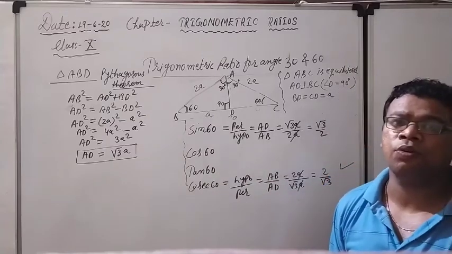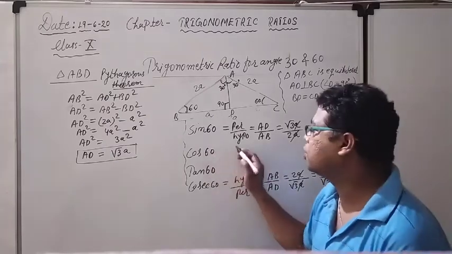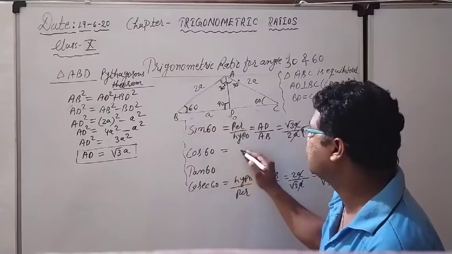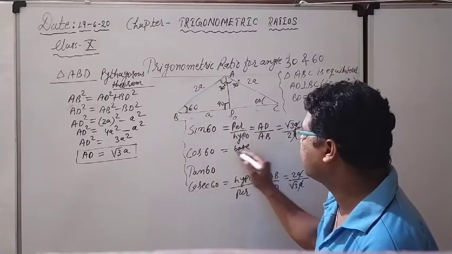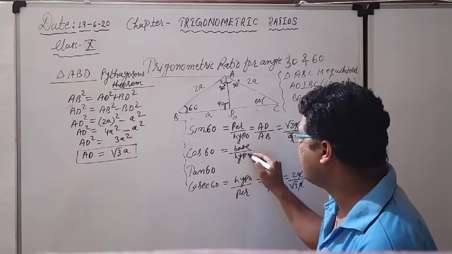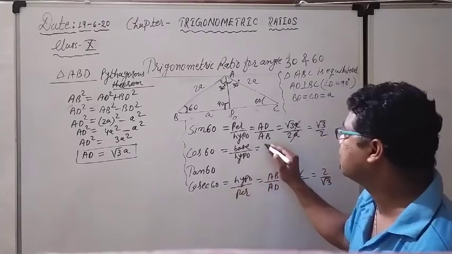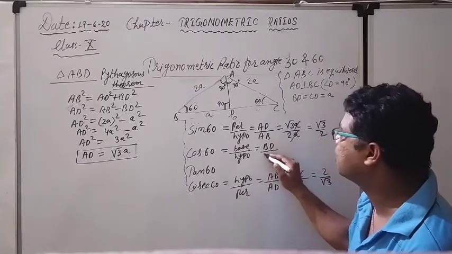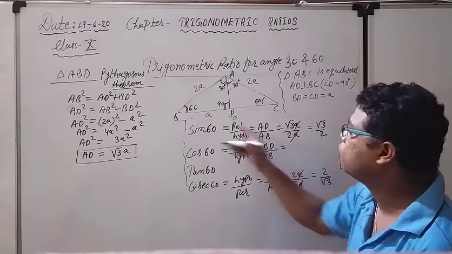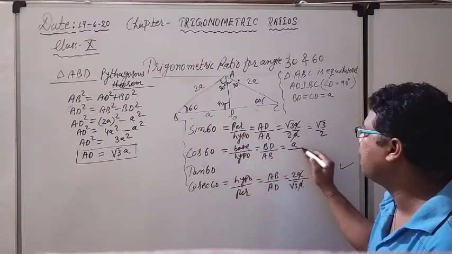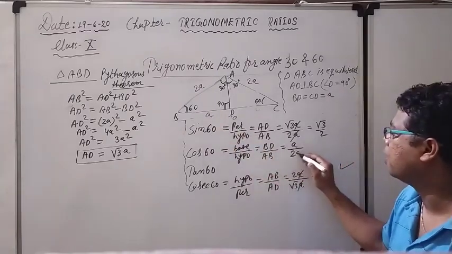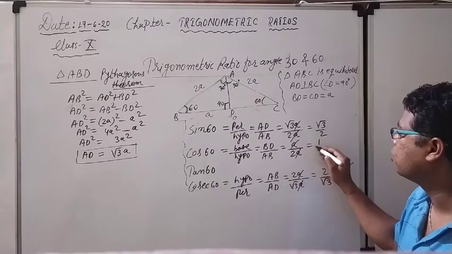Sin 60 is equal to root 3 upon 2. Go for cos 60. See the figure: cos 60 is equal to base upon hypotenuse. What is the base here? The base is BD, upon hypotenuse AB. What is the value of BD? BD is a, upon hypotenuse 2a. A and a are going to be cancelled, so 1 upon 2.